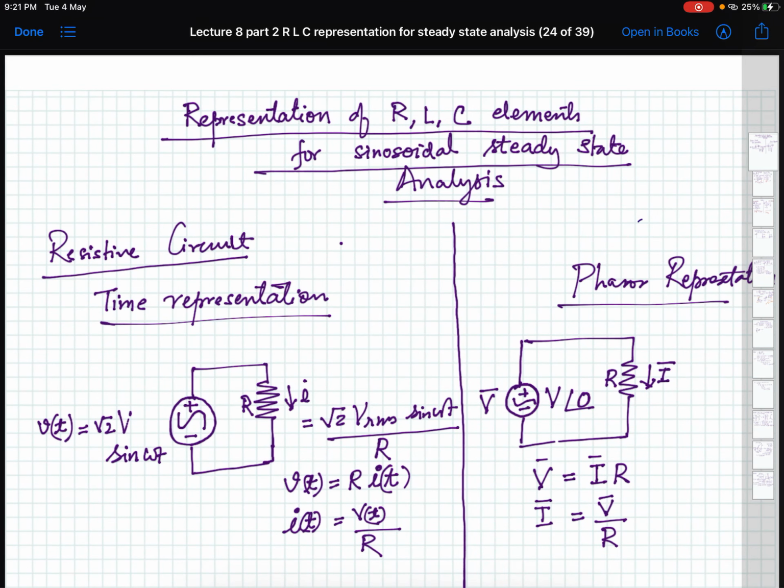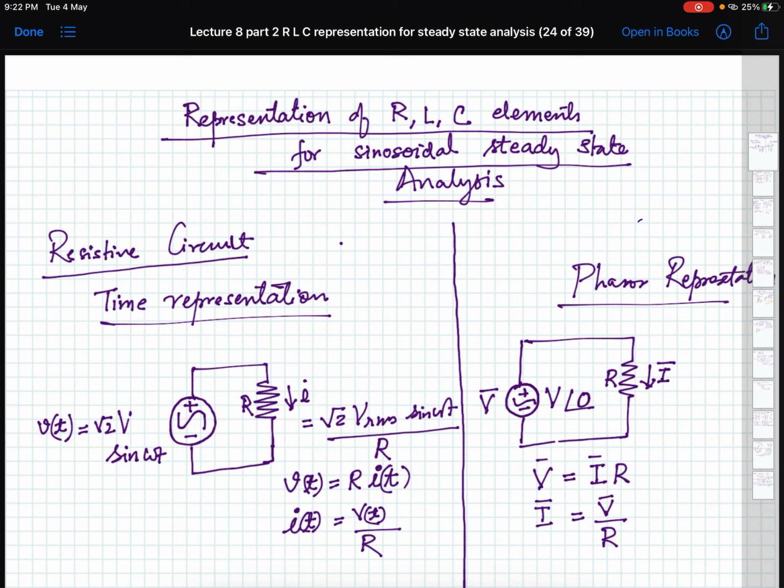Okay, welcome to lecture 8, part 2. In part 1 we saw how we can represent various sources, that is sinusoidal sources, and how those sources are represented as phasors. Representing sources as phasors gives us a definite advantage in certain kinds of calculation as opposed to sinusoidal representations of sources.